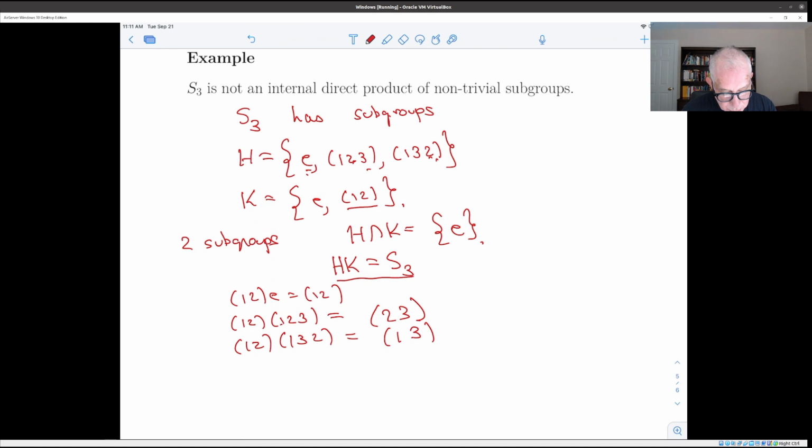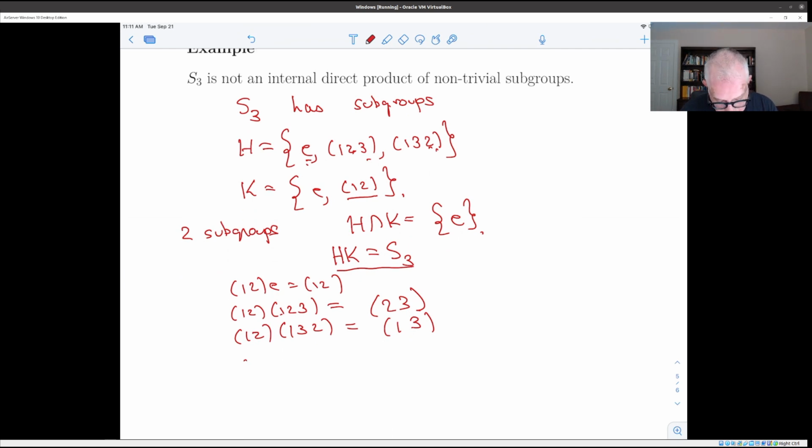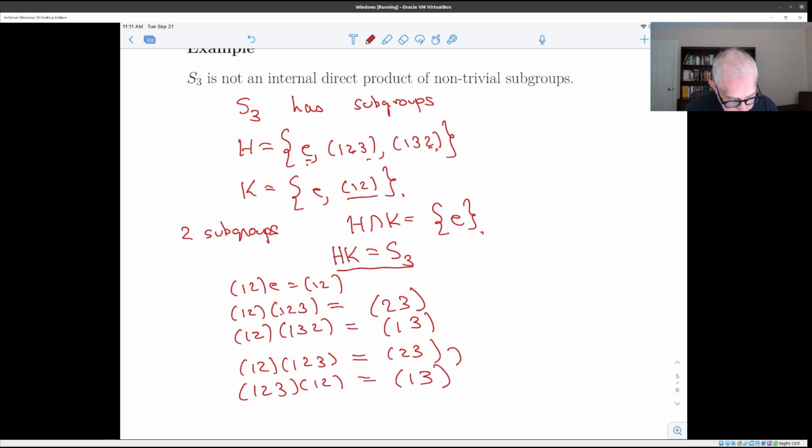But S3 is not the internal direct product of these 2 subgroups because they don't commute with one another. The other condition is that (1 2) times (1 2 3), which we just worked out, is (2 3). If we do it the other way around, here we have 1 goes to 2 goes to 3, and then 3 goes to 1, and these are not equal to one another. So these 2 subgroups meet 2 of the conditions to be an internal direct product, but not all 3, and so S3 can't be split up into a product.